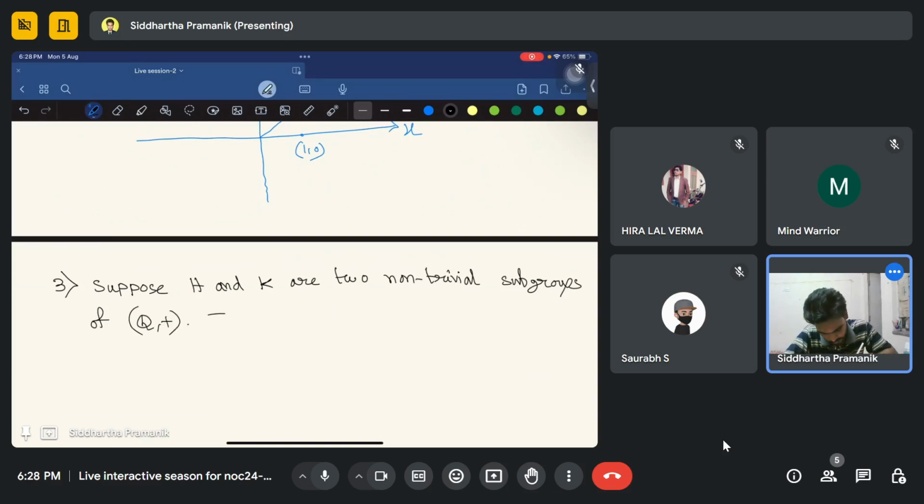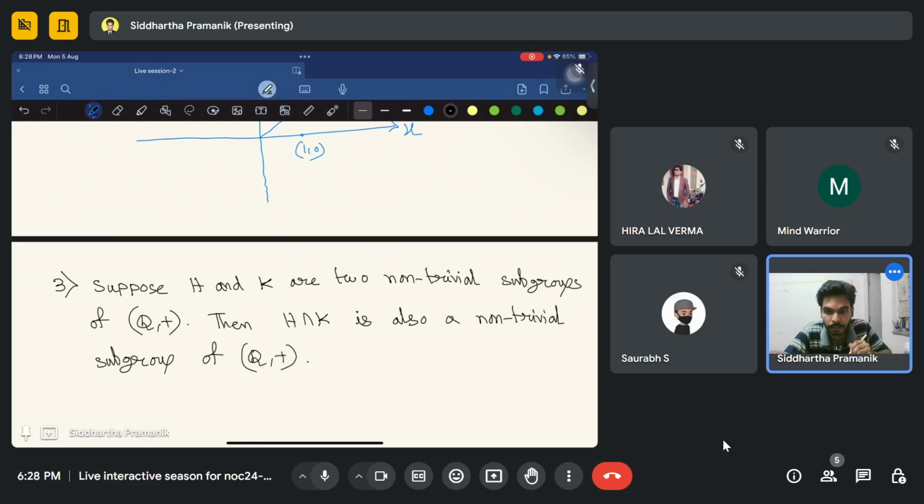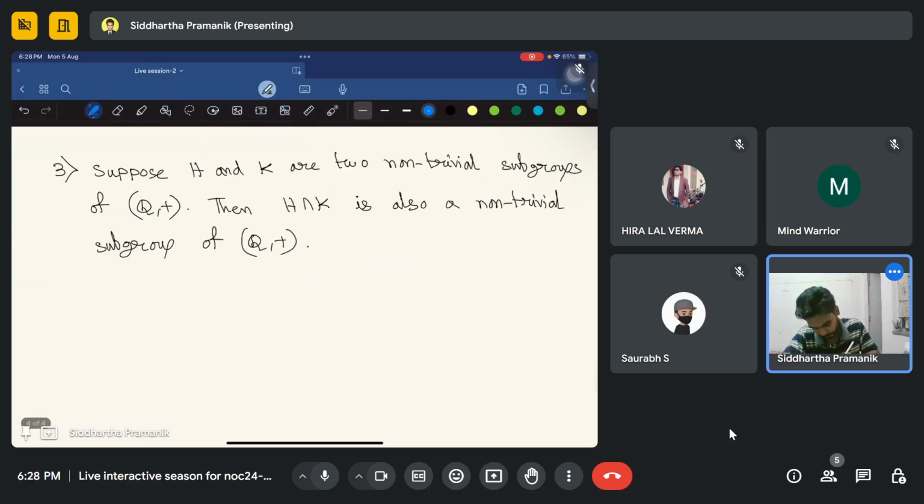So the fact is their intersection is also a non-trivial subgroup of (Q, +). Okay. So can you prove this? Do you have any idea? Just think for a moment.